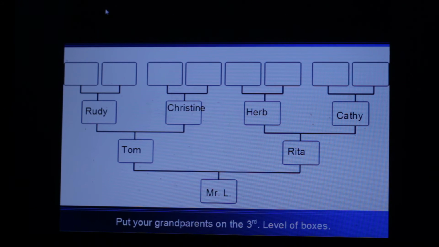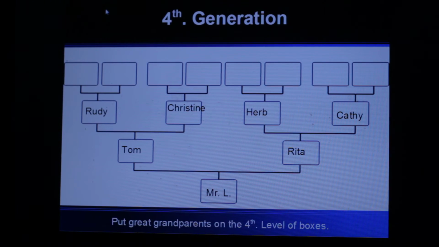Now, the last one's really hard. And this is the one to show if you can find 4 generations. That's how you become noble. At least get 3 generations, but try to find the 4th generation. Put your great-grandparents on the 4th level of the boxes. Now, I got a few. Jenny, Vance, and Bill. I couldn't get the rest of them. I don't know what they are.